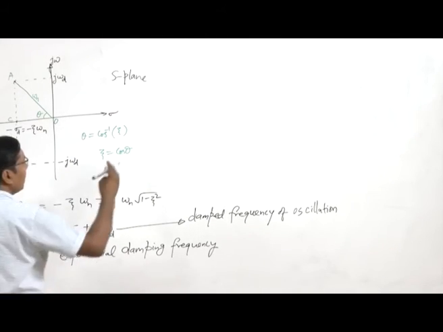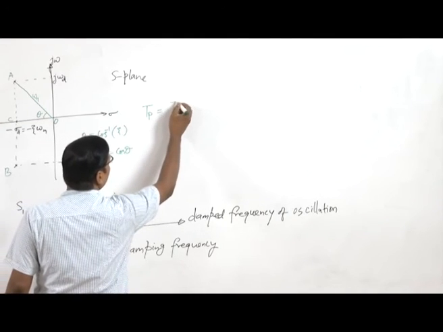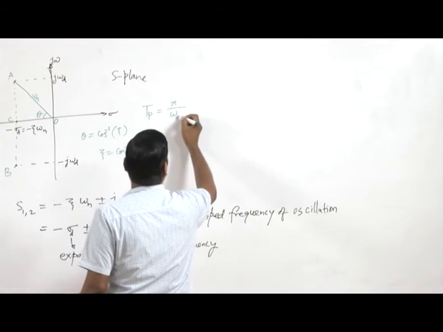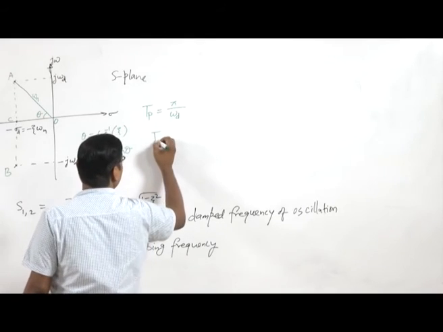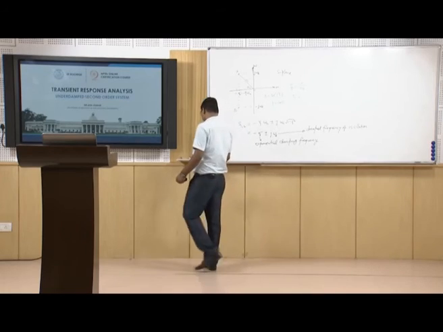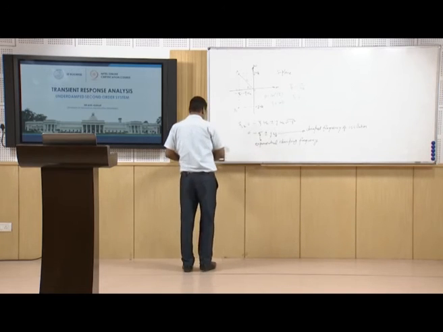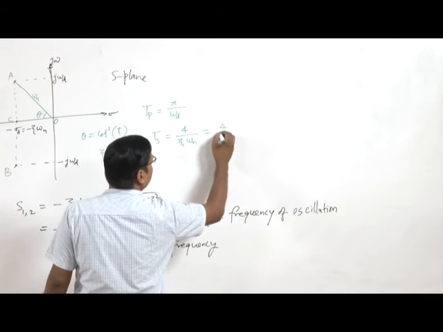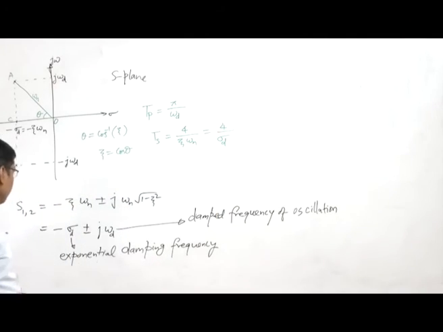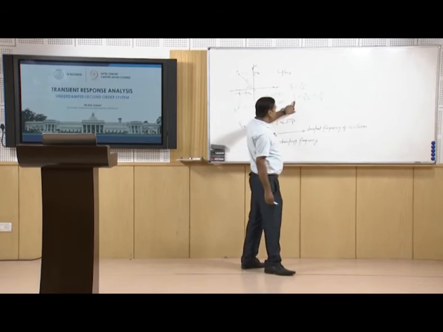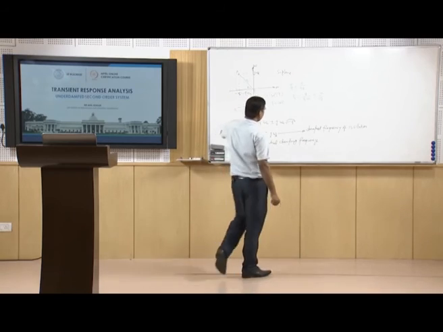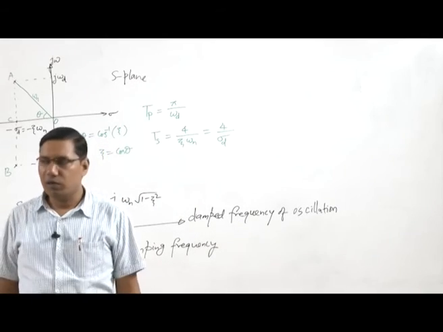Now, we know that Tp, the peak time, equal to pi upon omega d, and settling time is equal to 4 upon zeta omega n. So that is equal to 4 upon sigma d, because zeta omega n is sigma d. So we can see that settling time is a function of the real part of the pole and peak time is a function of the imaginary part of the pole.